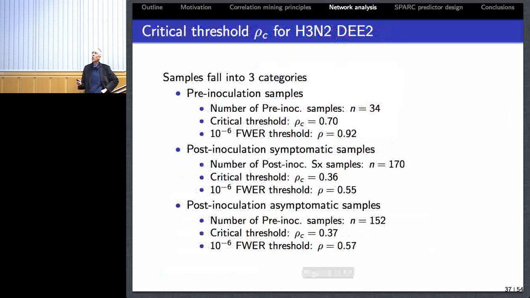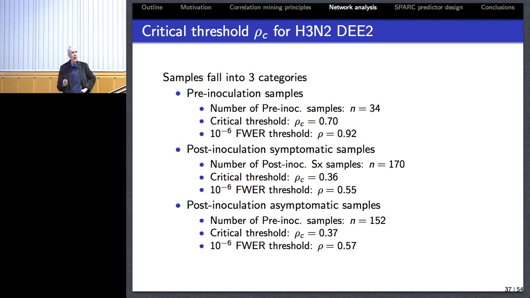And so now you look at the samples, these categories that I showed you before. We have pre-inoculation samples and post-inoculation samples. The post-inoculation samples are symptomatic or asymptomatic classes. We know the number of samples. We know the number of biomarkers. So we can compute these phase transition thresholds. So in this regime, the pre-inoculation samples, the critical threshold is 0.7.